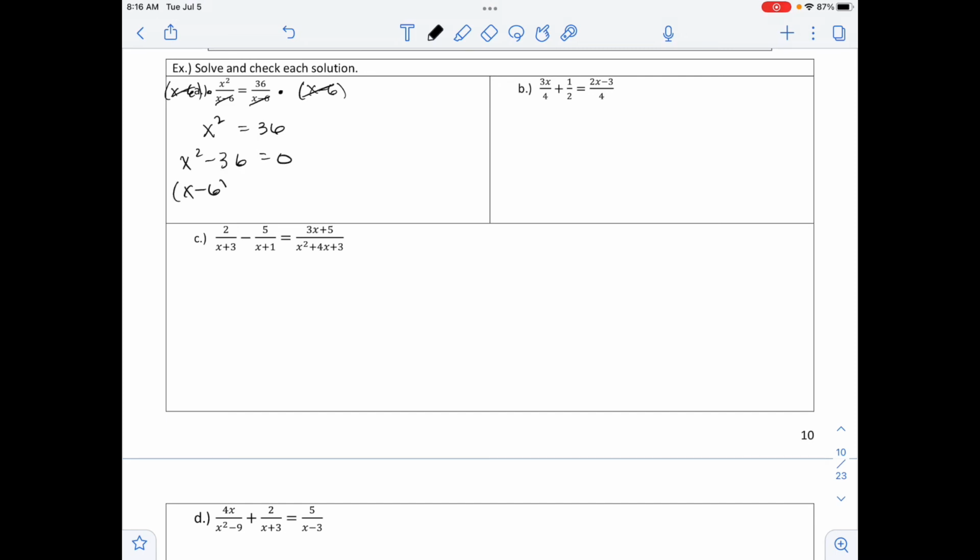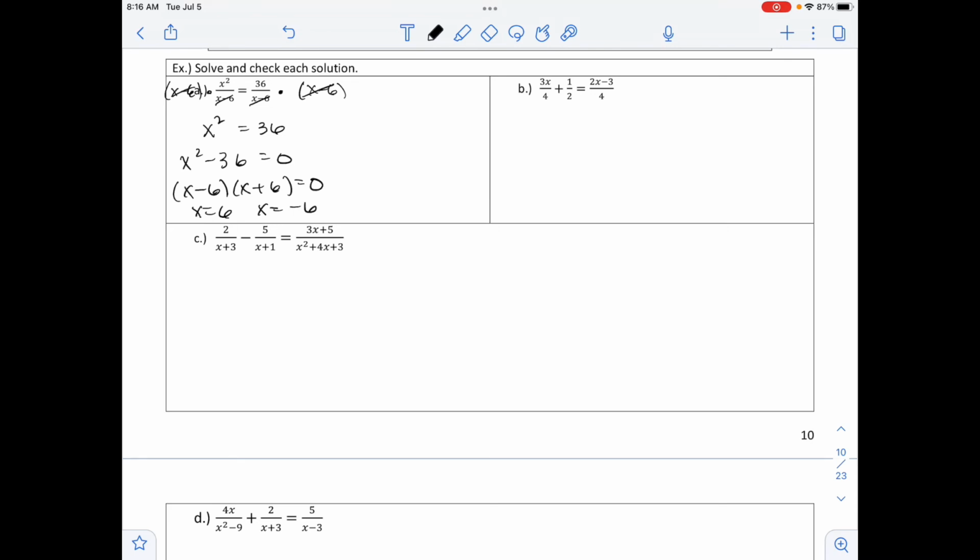And factor this. You could have also used the square root property to solve this, but from here you're going to get x equals 6 and x equals negative 6. But do they both work?